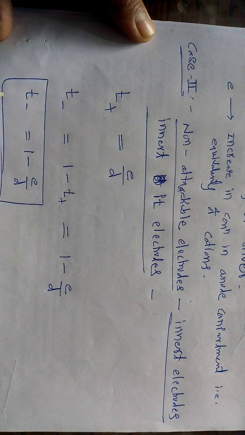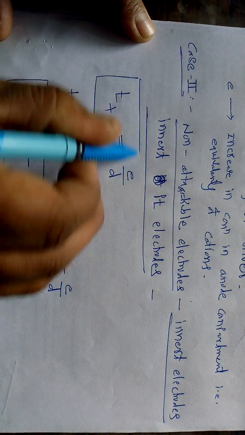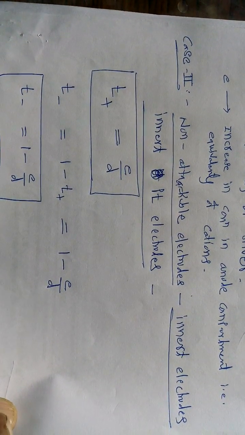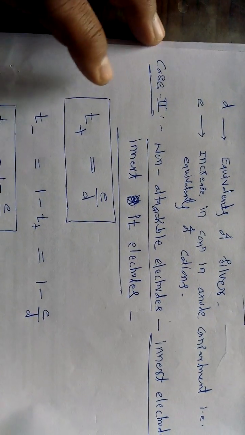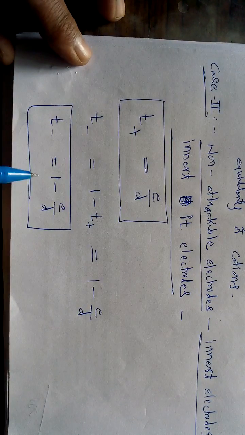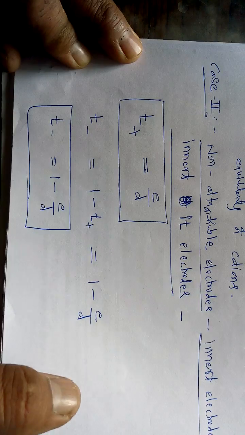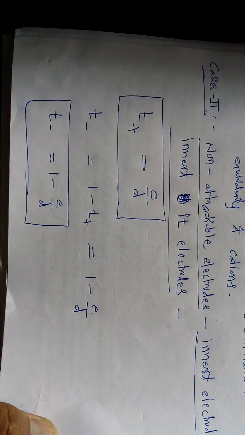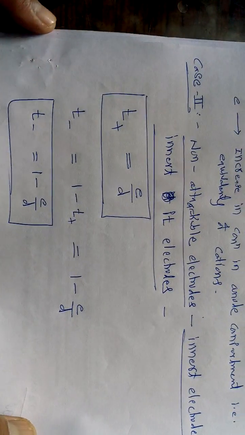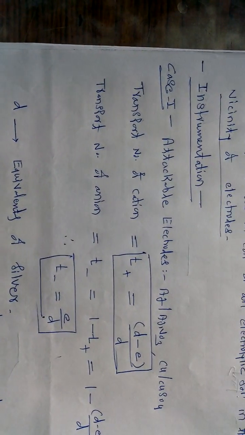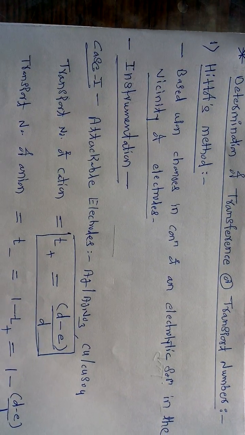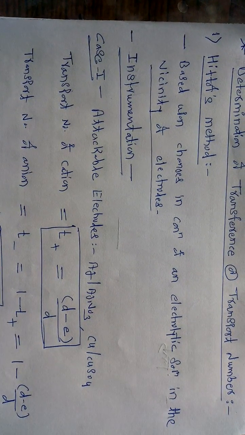So these are the two equations to calculate the transport number of ions when we use non-attackable electrodes, that is, the inert platinum electrode. Transport number of cation is equal to E divided by D, and transport number of anion is equal to 1 minus E divided by D. These simple equations can be used for the determination of transport number of ions. This is a very important method, called Hittorf's method.